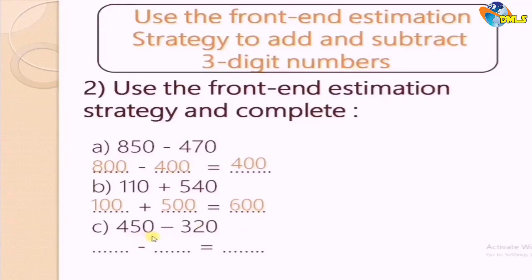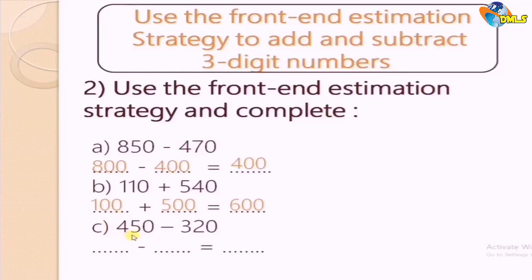I hope you get the correct answer. Check number C with me. 450 minus 320. Of course we will estimate each number by itself, the first number and the second number. Then we will subtract the two numbers.